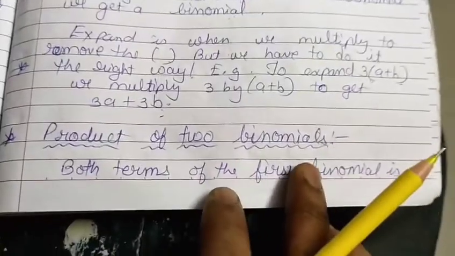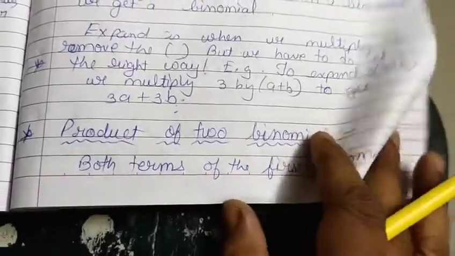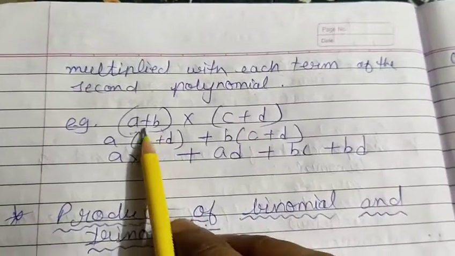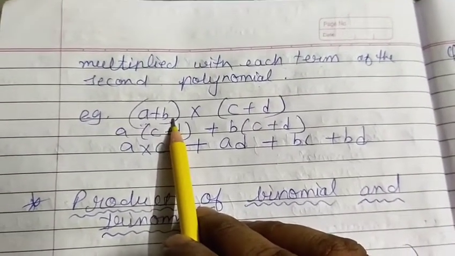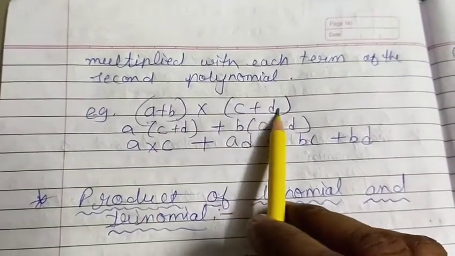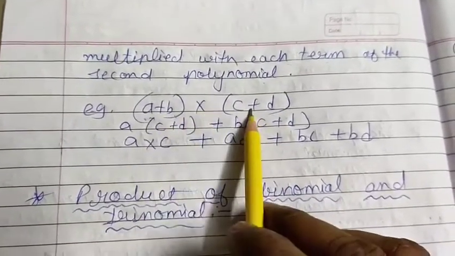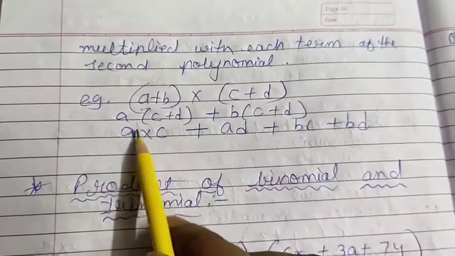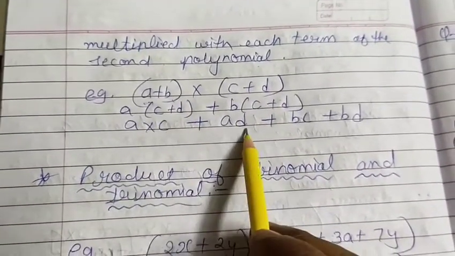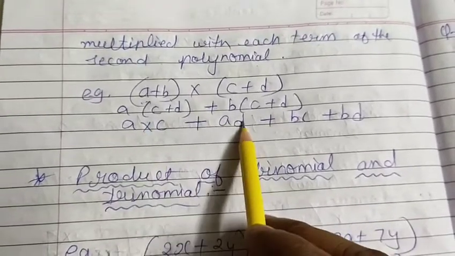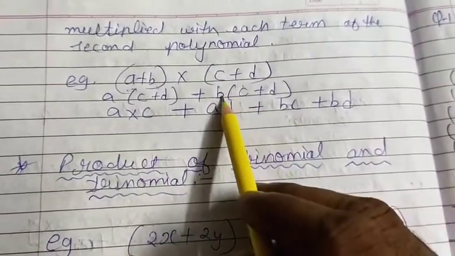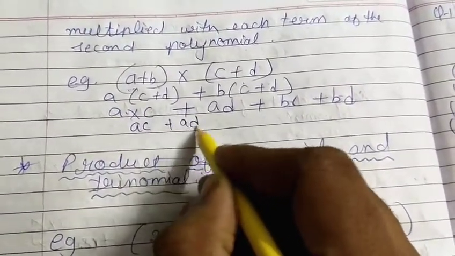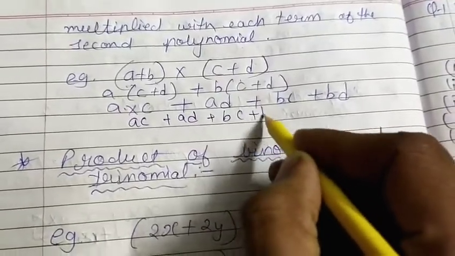The product of two binomials: both terms of the first binomial are multiplied with each term of the second polynomial. That means a is multiplied with both terms of the second polynomial, and b is multiplied with both terms of the second polynomial. By doing so, a into c gives ac, a into d gives ad, b into c gives bc, and b into d gives bd. So the result is ac plus ad plus bc plus bd.